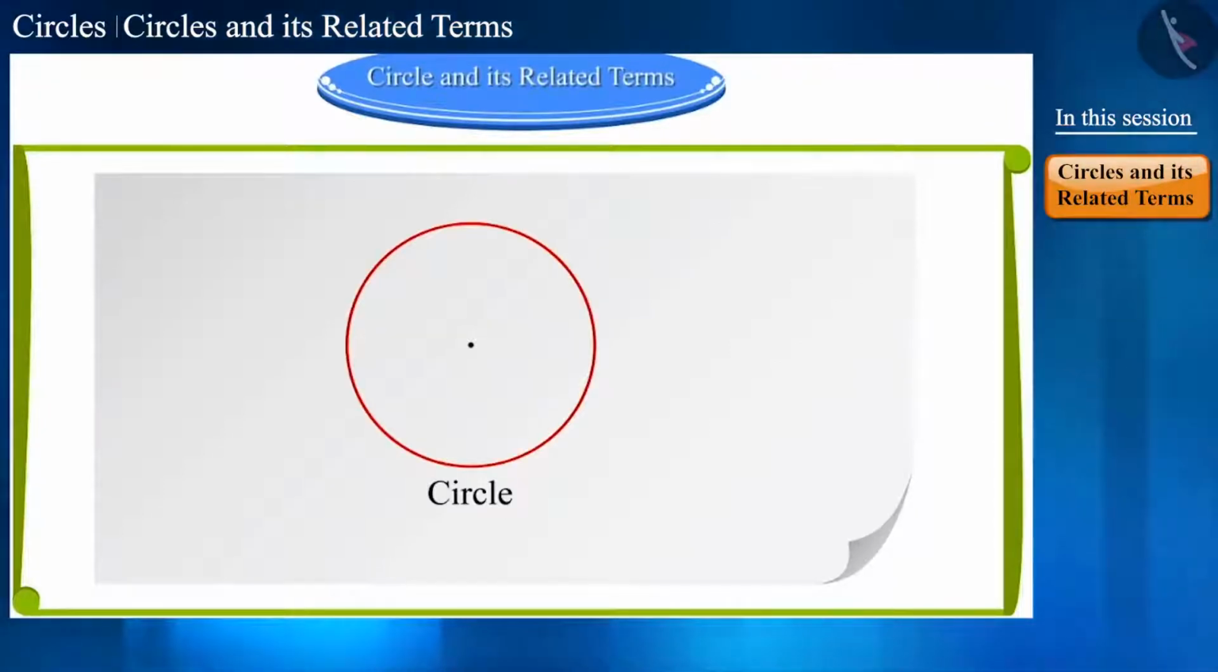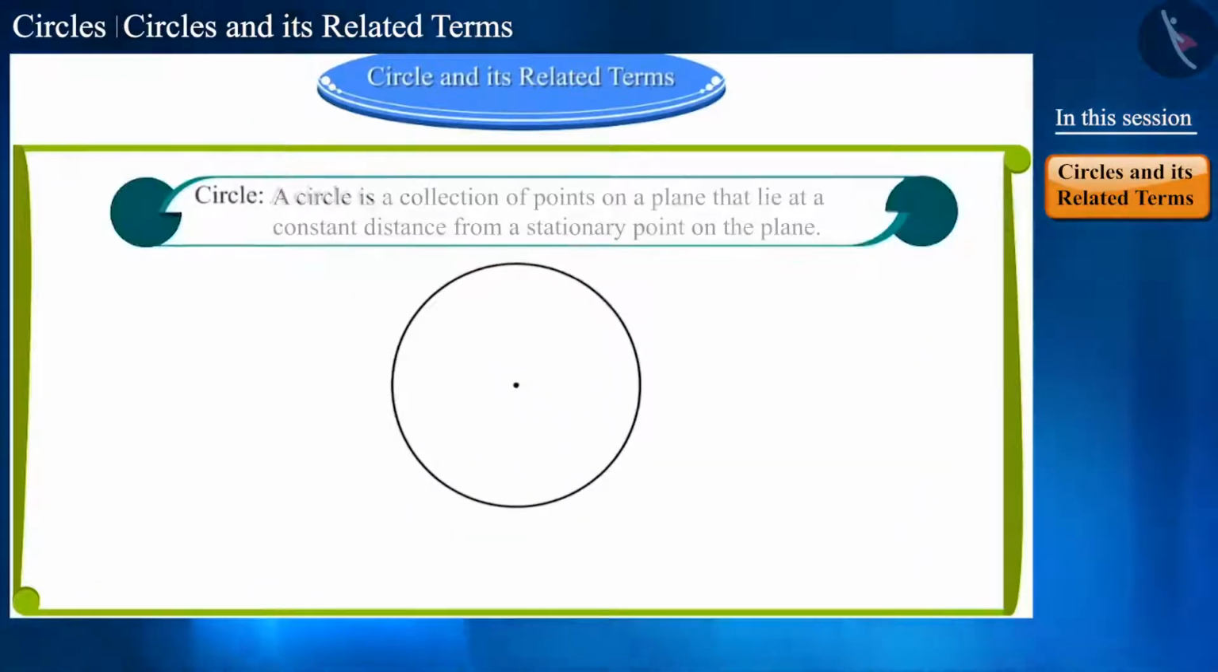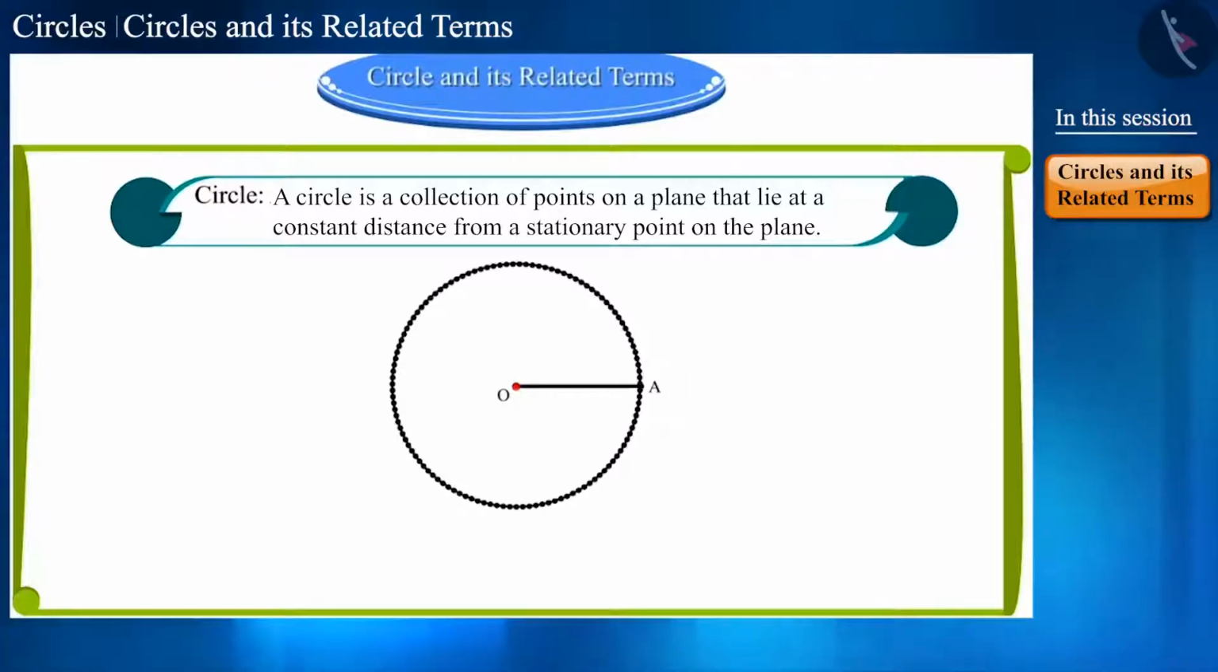Based on its design, we can define the circle thus. A circle is a group of points on a plane that lie at a constant distance from a stationary point on the plane. We call the stationary point the center of this circle. Point O is the center of this circle, and we call this constant distance as the radius of the circle.